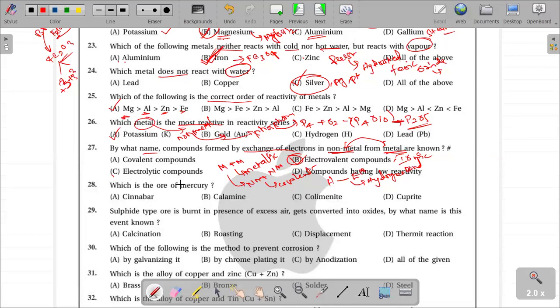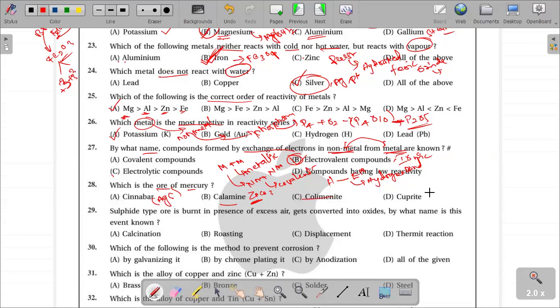And next, which is the ore of mercury? Cinnabar is the ore of mercury, HgS. Here, calamine they have given as zinc carbonate, so zinc is the ore. Calamine is the ore of zinc. And next, this one is not an option.